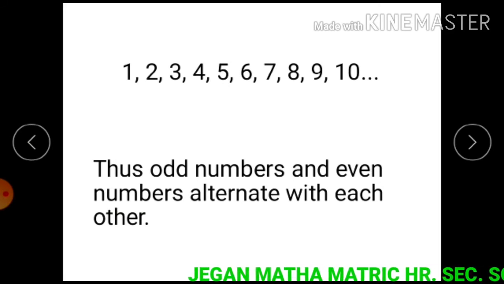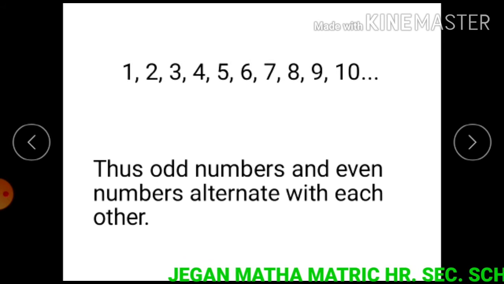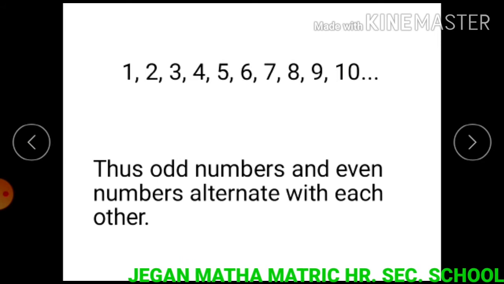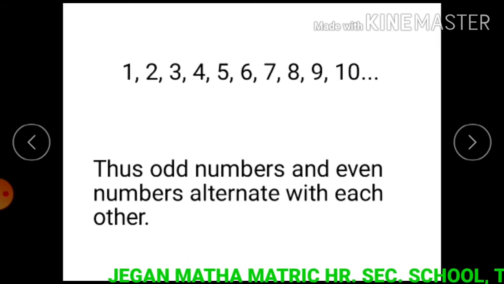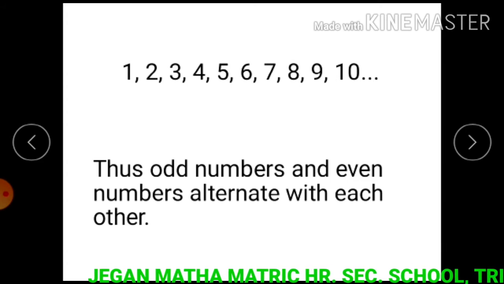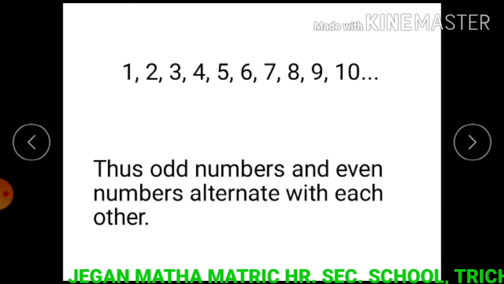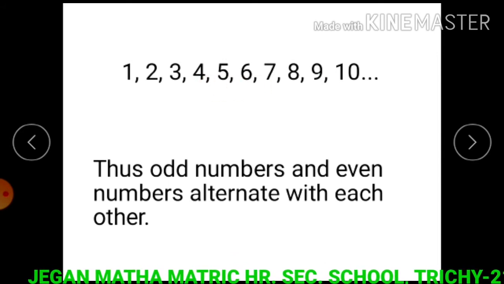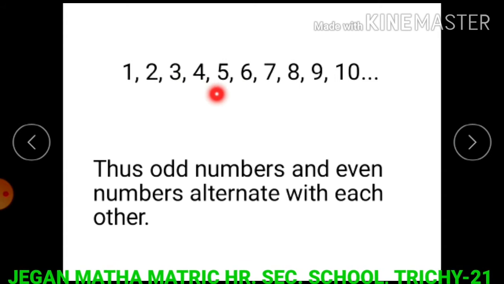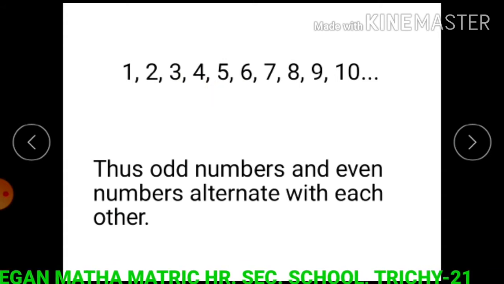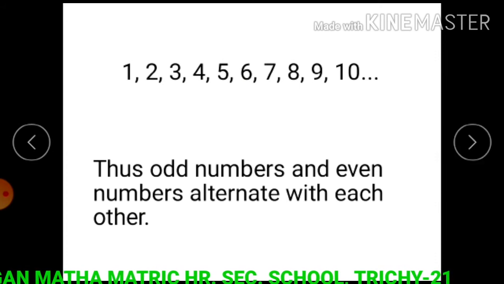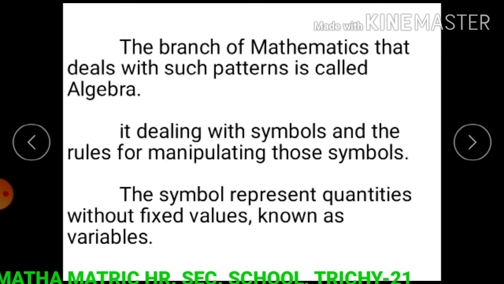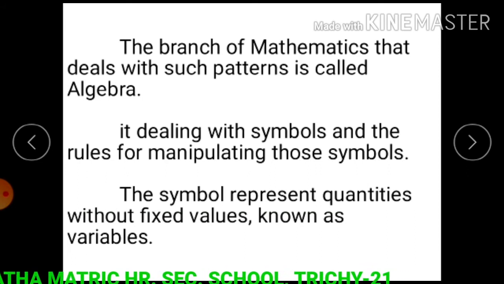1, 2, 3, 4, 5, 6, 7, 8, 9, 11, 12, etc. Here 1 is odd, 2 is even, 3 is odd, 4 is even, etc. So odd numbers and even numbers alternate with each other. The branch of mathematics that deals with such patterns is called algebra.